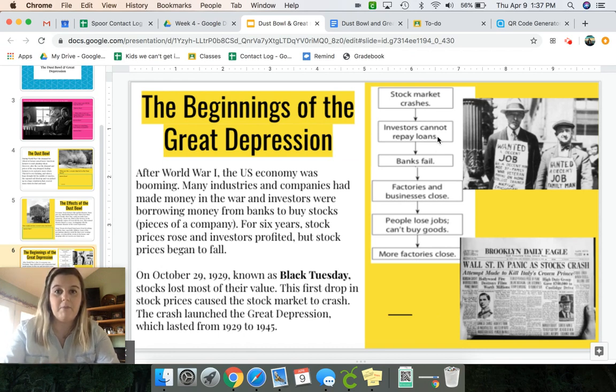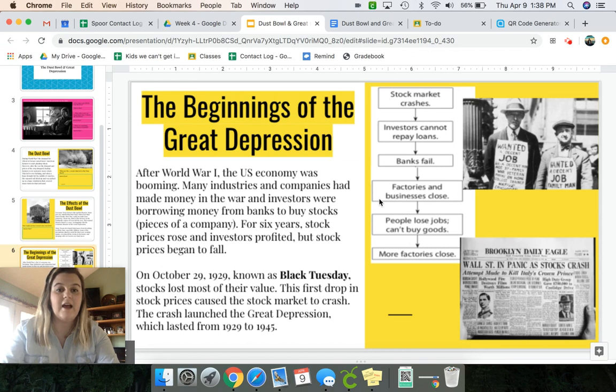Because investors can't pay their loans, banks fail. Now, when banks fail, you don't have any more money, and so people start freaking out and try to get all their money out of the banks, which makes more banks fail, meaning factories and businesses are going to close. When factories and businesses close, people lose their jobs, meaning they can't buy things because they're not getting paid, and then more factories are closing because people aren't buying their stuff, and it just kind of circles back around.